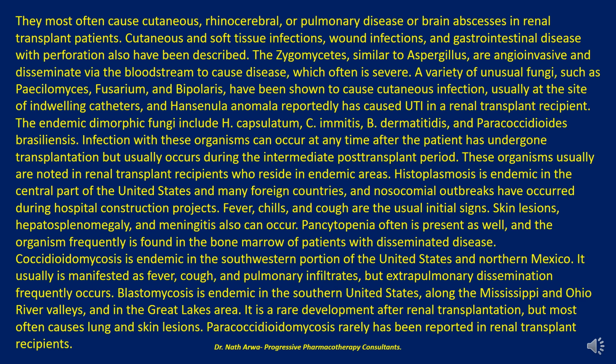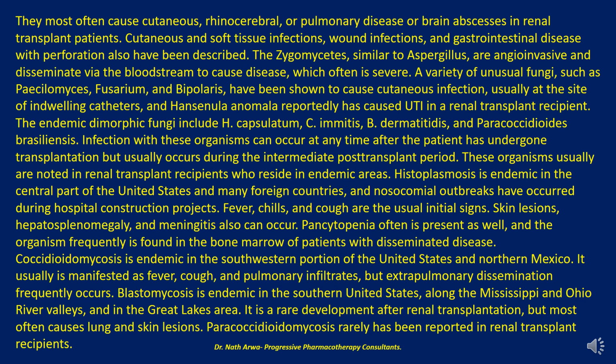Histoplasmosis is endemic in the central part of the United States and many foreign countries, and nosocomial outbreaks have occurred during hospital construction projects. Fever, chills, and cough are the usual initial signs. Skin lesions, hepatosplenomegaly, and meningitis also can occur. Pancytopenia often is present as well, and the organism frequently is found in the bone marrow of patients with disseminated disease.